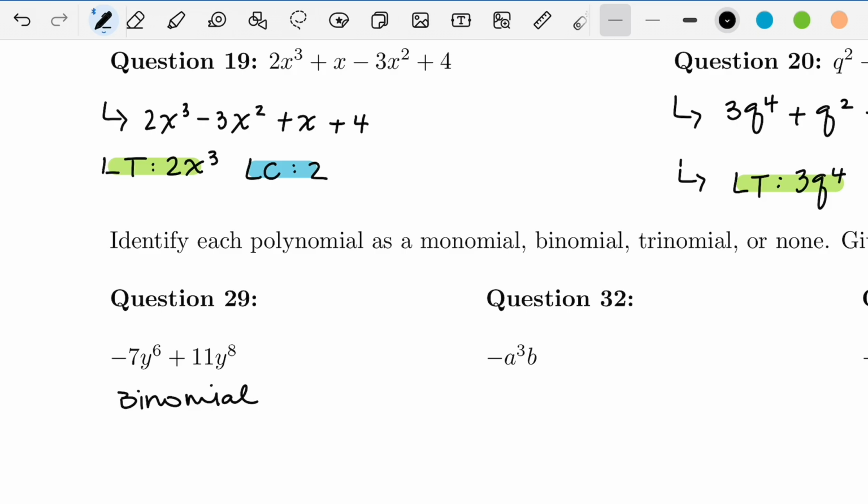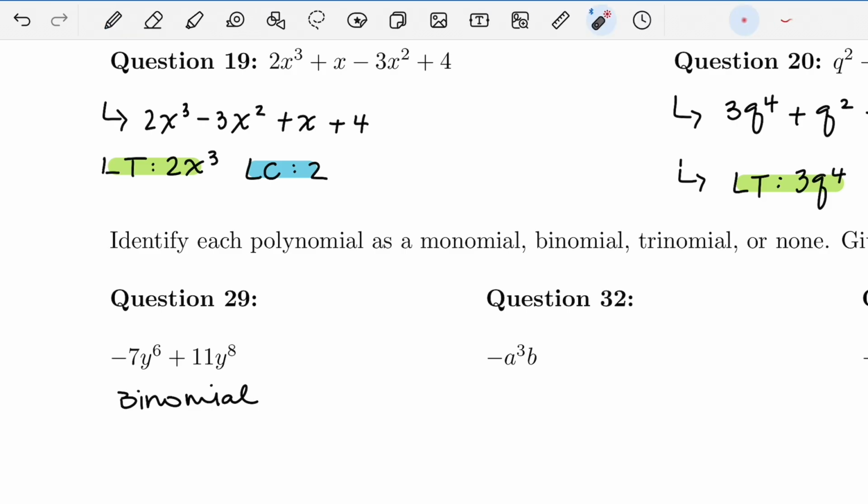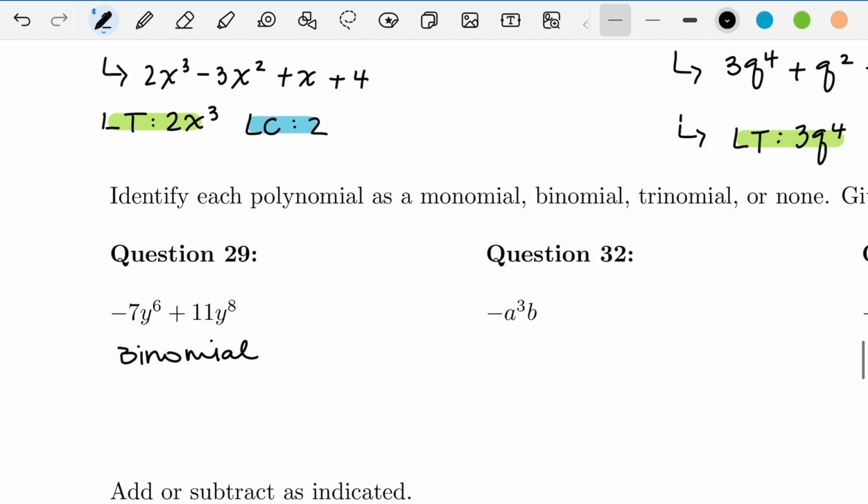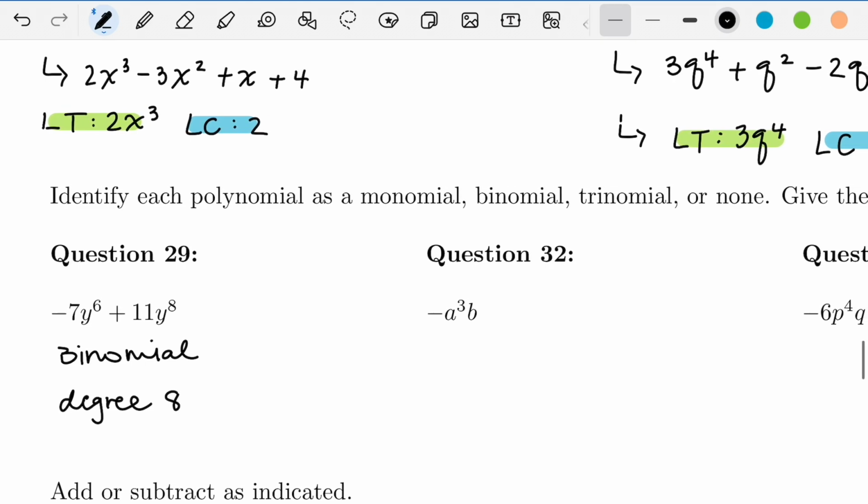Now, the degree of our polynomial is going to be the degree of our leading term. From the last couple examples, our leading term is the one that has the highest exponential power. So this one is going to be our leading term in this case, and then we want to find the power, and that'll be the degree of this polynomial. The power of our leading term is 8, so the degree of this whole polynomial is going to be 8.